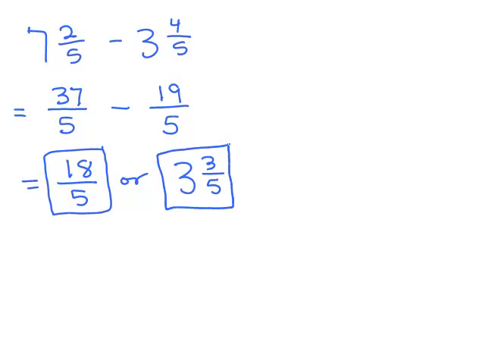Now this method always works. The only caveat is that you might have larger numbers to deal with. For instance, if this was 17 and 2/9, you'd end up having to do 17 times 9, etc. If you have a calculator handy, that's not too difficult though, but without a calculator you might have to go out and do your multiplication by hand.